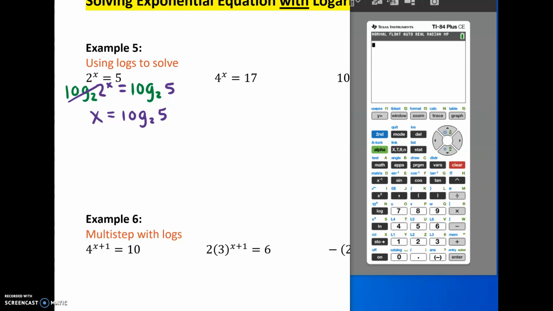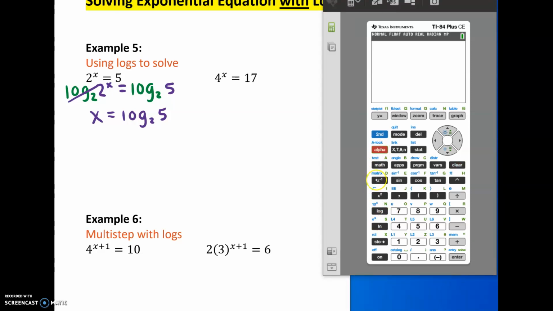You can use your calculator, so you can see I have my TI pulled up. There's a couple different ways you can type in the log and actually be able to write in this base. You will not use this log button right here. That means it has a base of 10, and we need a base of 2. So if you hit alpha, window, it's the 5th one. It says log base, and you can see right here it's going to show you what it looks like. So if I hit 5, you have log base 2 of 5.